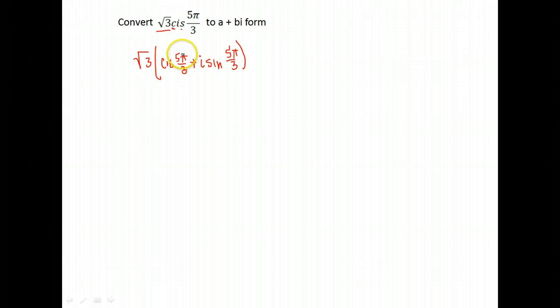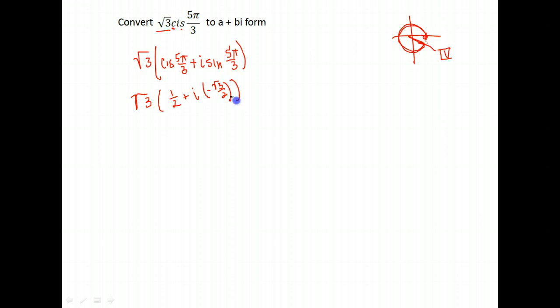All right, we know the exact value for the cosine of 5 pi over 3. Now remember, 5 pi over 3 is almost all the way around. So that leaves us with just a pi over 3 or a 60-degree angle here. But if you look at your chart or if you've memorized your values, the cosine of 5 pi over 3 is positive 1/2. The sine of 5 pi over 3 is negative root 3 over 2.